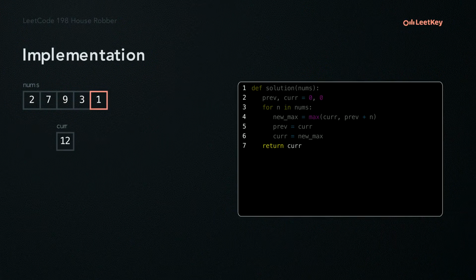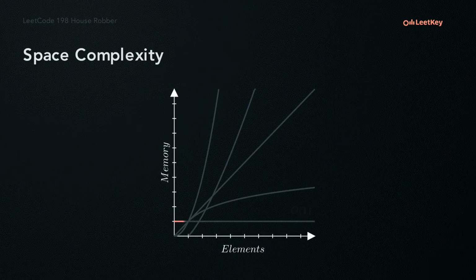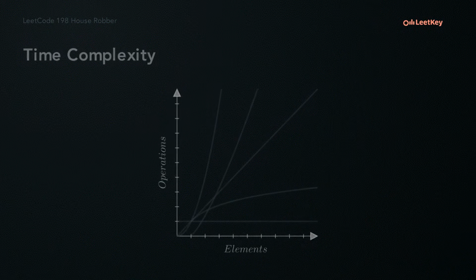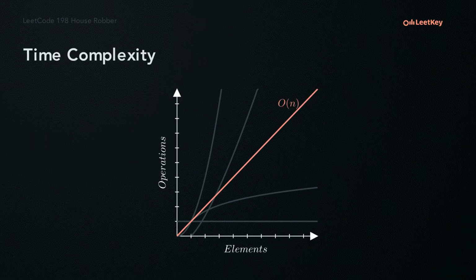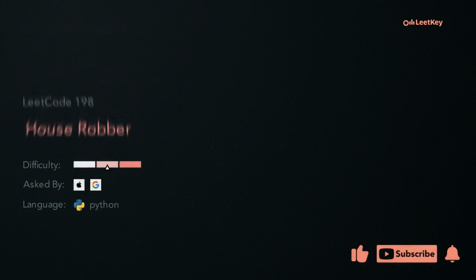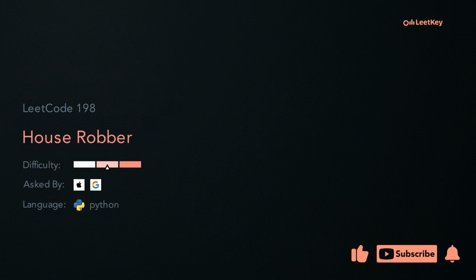When the loop finishes, we return the maximum possible money stolen. The space complexity for this implementation is static, since we reuse the prev and cur values for any size loop. The time complexity for this implementation is linear, since we must look at each house in the array to compare each potential value. That was how to solve LeetCode problem 198, House Robber.